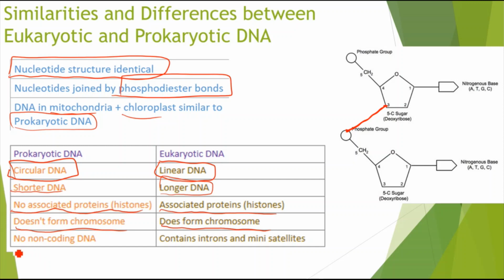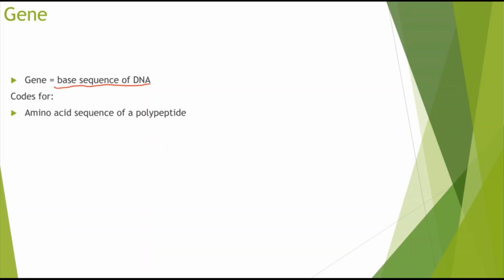So again, the prokaryotic DNA has no non-coding regions, whereas the eukaryotic DNA has those introns and the minisatellites. Now, looking at a gene: a gene is basically a base sequence of DNA. This is the definition that you're required to know. And a gene can code for the amino acid sequence of a polypeptide.